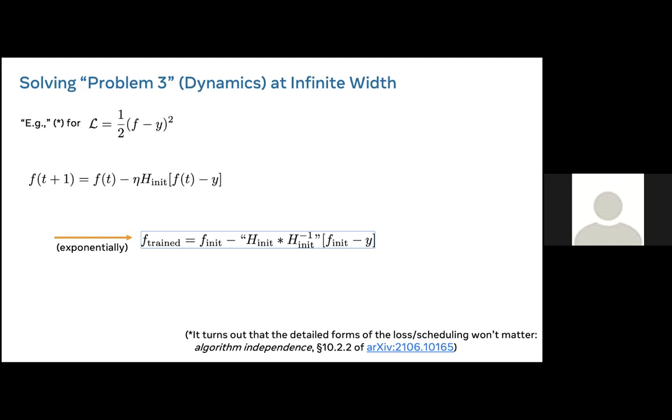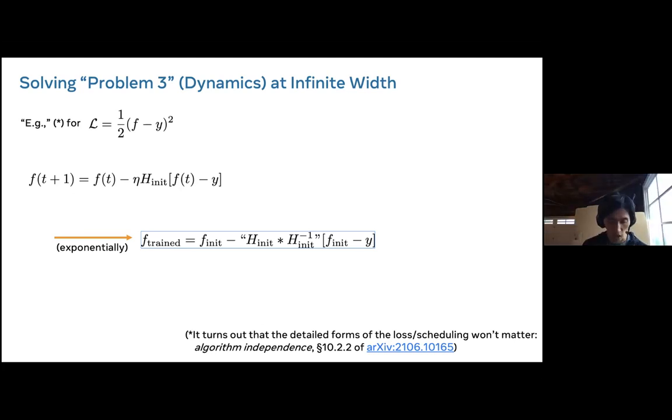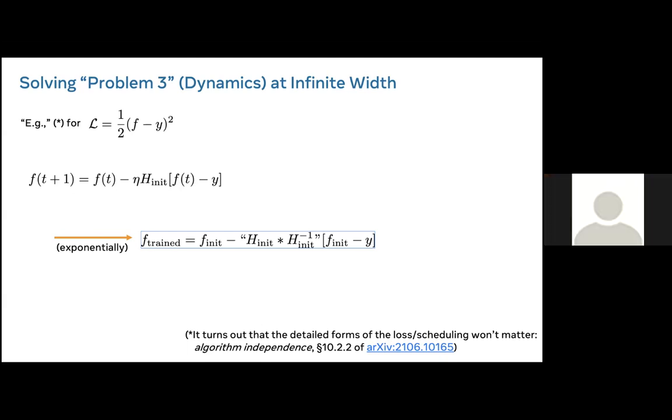To back off, we are always working in this over-parameterized regime where you can fit everything. Okay, yeah, sorry, no problem.